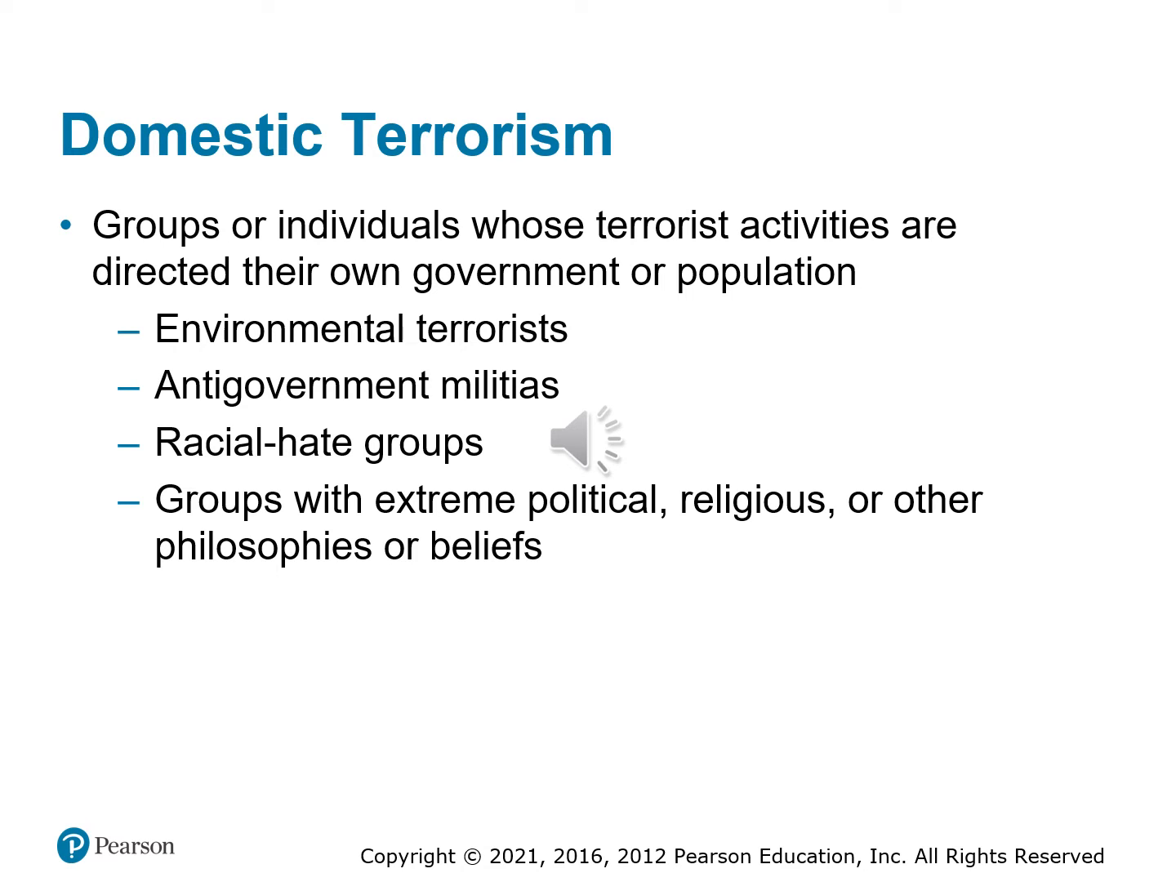You have groups with extreme political, religious, or other philosophies or beliefs. So, you know, you have the far extremist groups like the Waco compound fire of years ago. They were a very extremist group, and their act of terrorism was really amongst themselves when they said, if we can't have our way, we're going to torch it and everybody here is going to die. But that was just an extreme belief of theirs. So you have all these different groups or individuals who can basically create these terrorist activities.